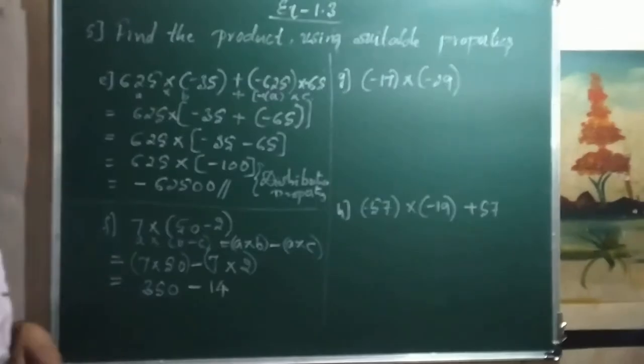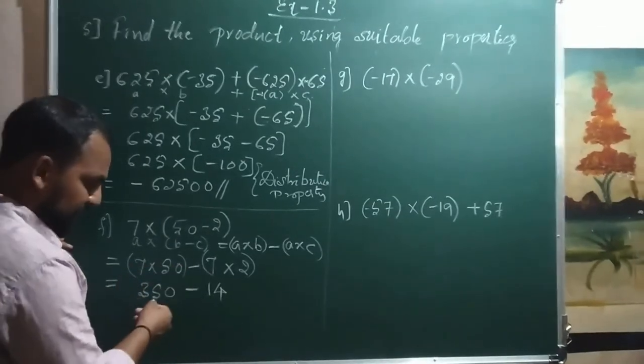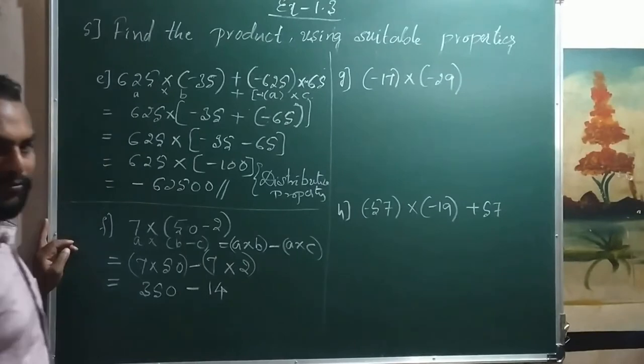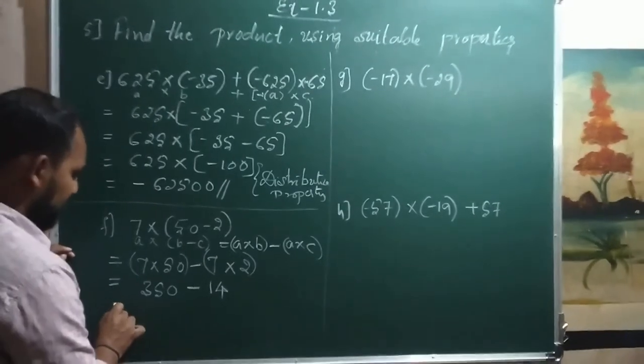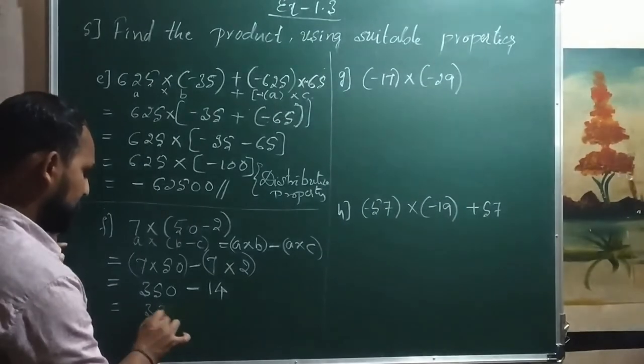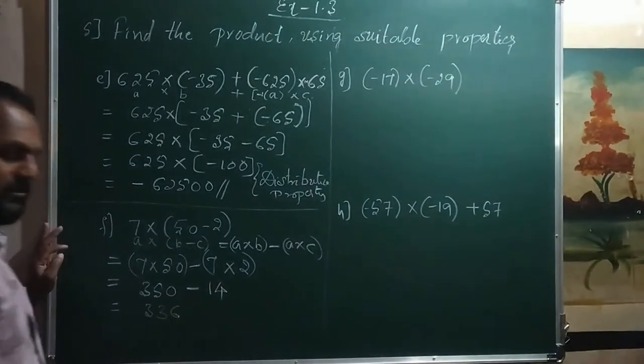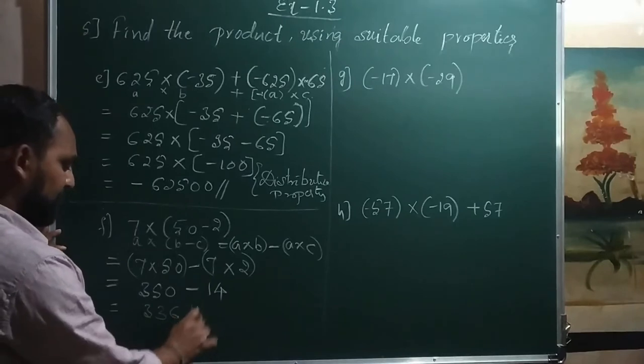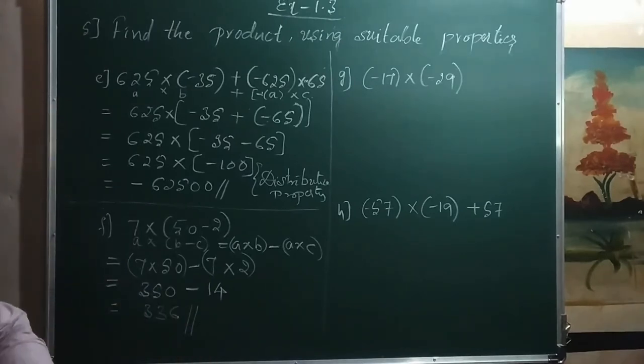7 50s are 350 and 7 2s are 14. 350 minus 14 is 336. Okay, and this is an answer.